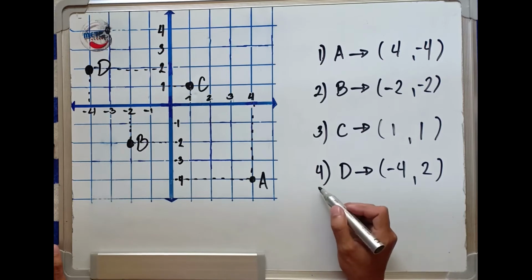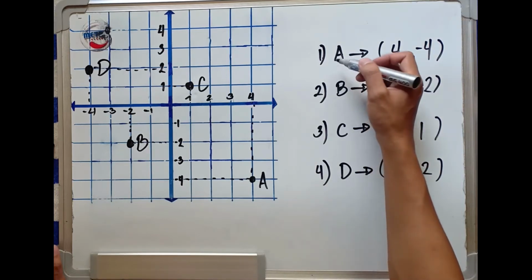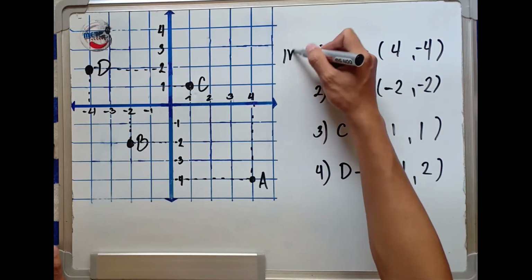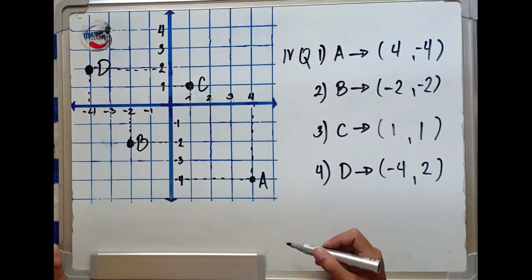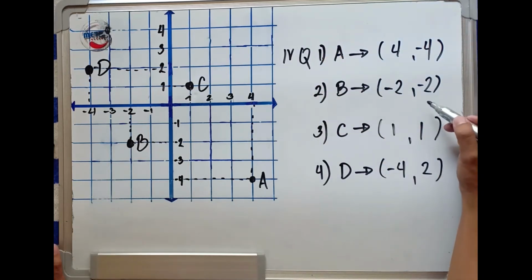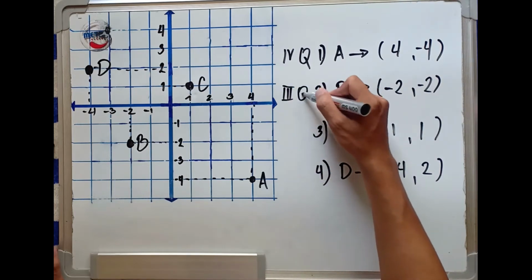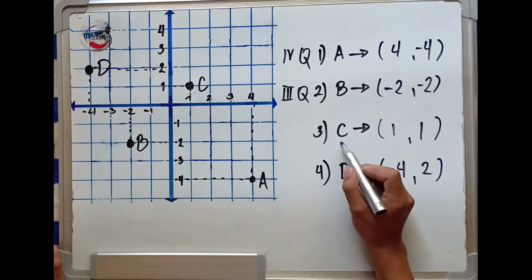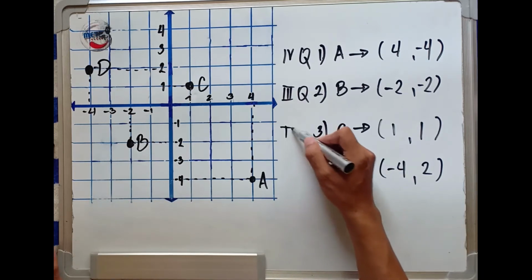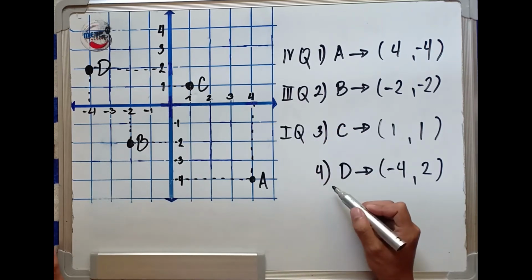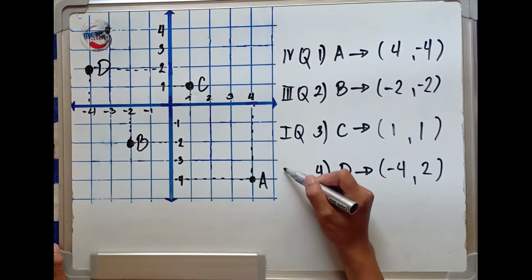Okay. Point A is located at the fourth quadrant. Point B is located at the third quadrant. Point C is located at the first quadrant. And point D is located at the second quadrant.